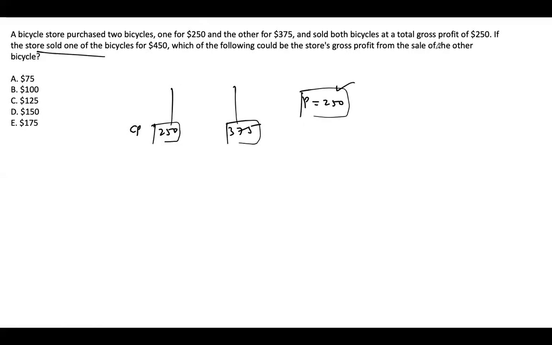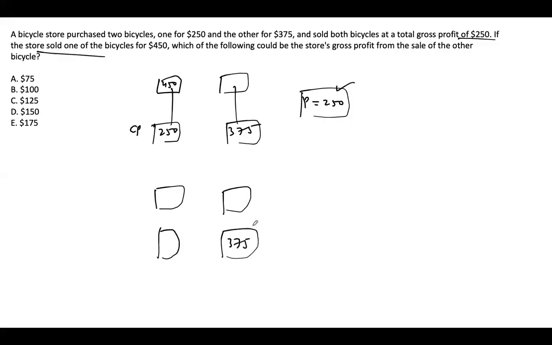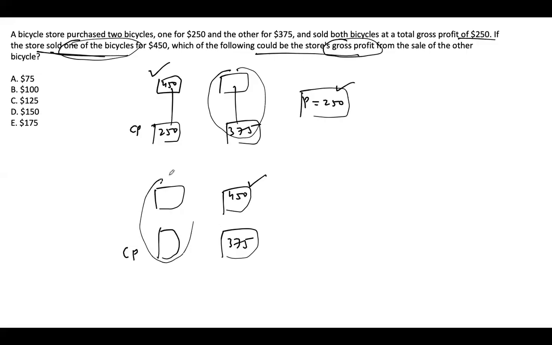If the store sold one of the bicycles for $450, it could be this case, or it could be the other way around. We do not know which one of the bicycles, so it could be the first or it could be the second. Which of the following could be the store's gross profit from the sale of the other bicycle? Maybe this or maybe this.